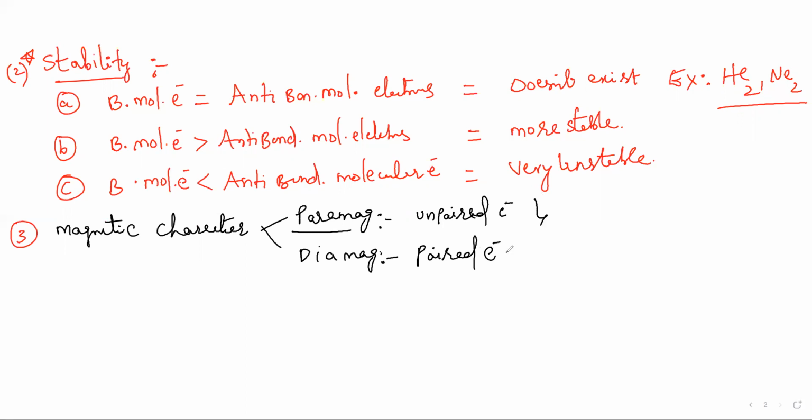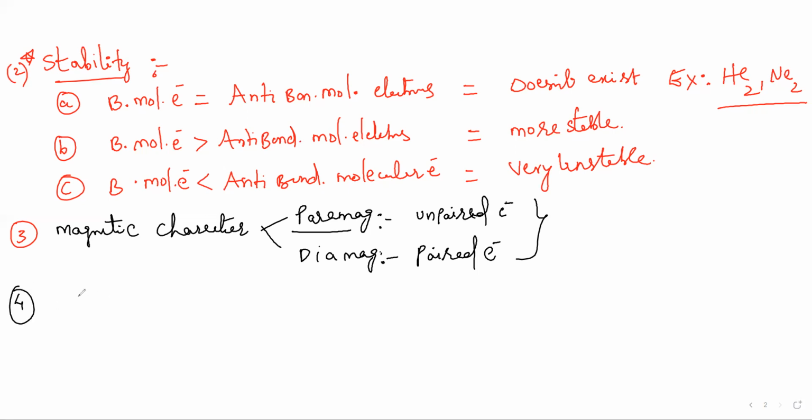And here are some things you have to remember. Magnetic character doesn't depend on whether the number of electrons is even or odd. Some may think that an even number of electrons means diamagnetic and an odd number means paramagnetic. That logic is completely wrong. You should not think like that. Hope it is clear.